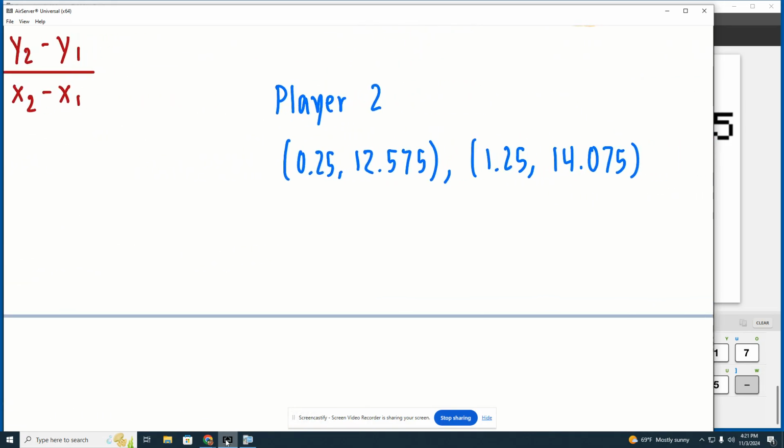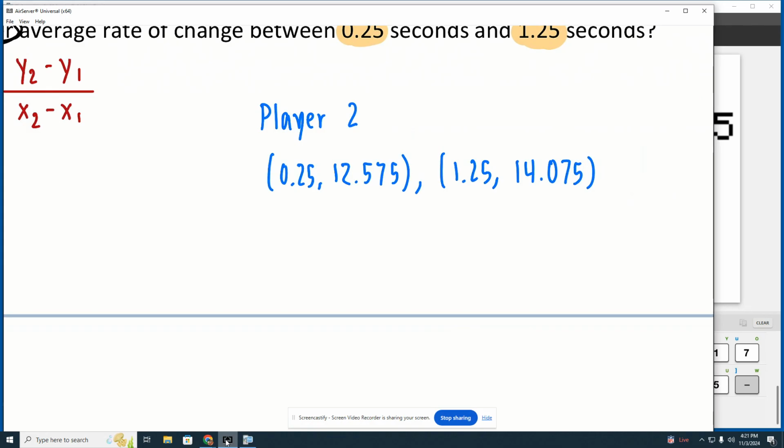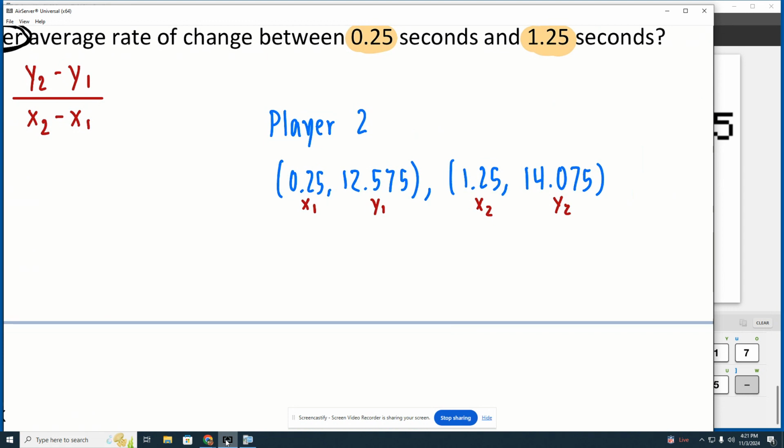Now let's go look at player 2, and let's do the same thing. We're going to name this our first x and y. We're going to name this our second x and y. That's how it works. So when I plug it in, I got y2. Look at the equation over there. It's 14.075 minus y1, which is 12.575, over x2, 1.25, minus x1, which is 0.25.